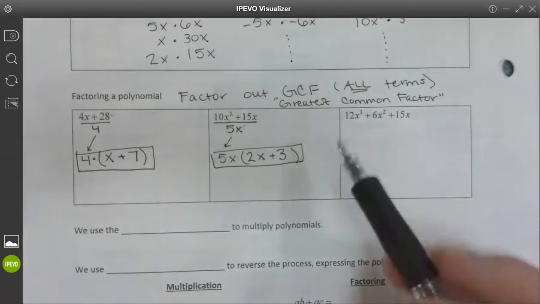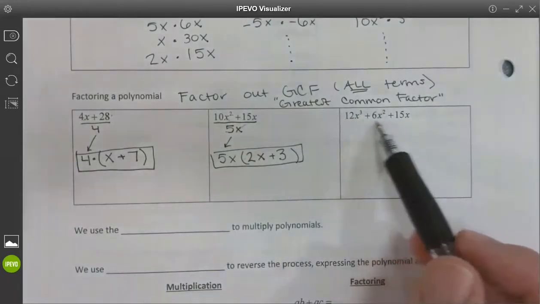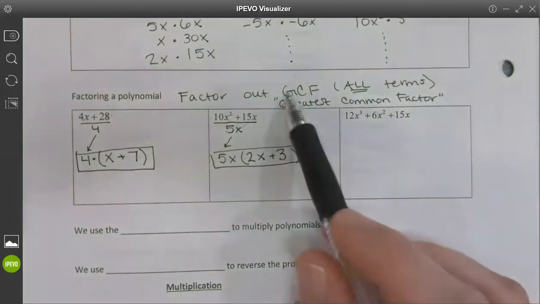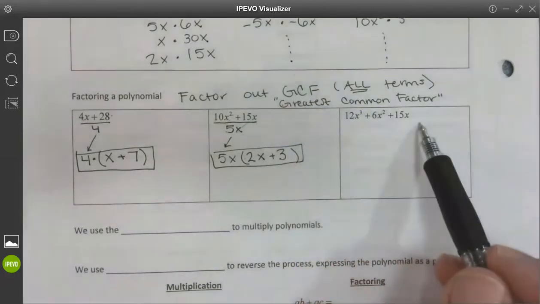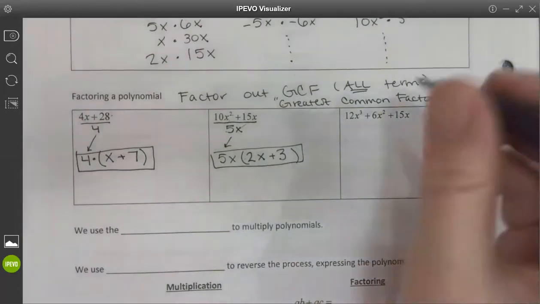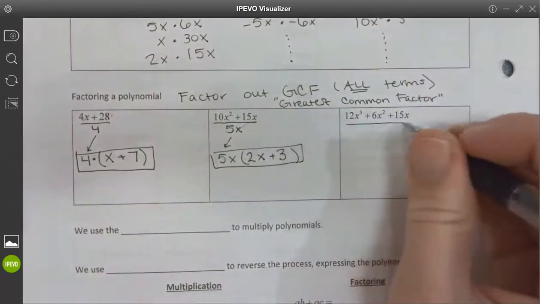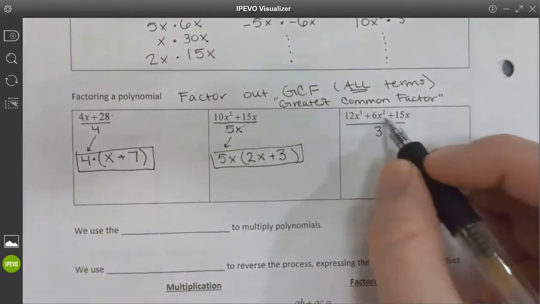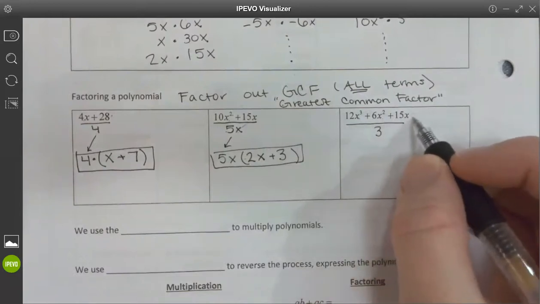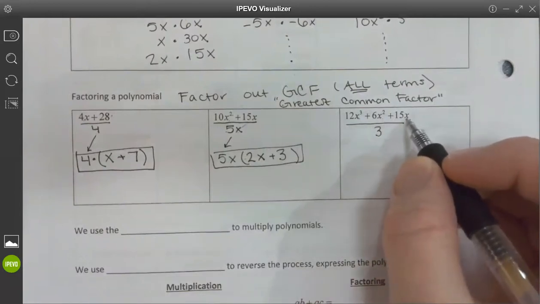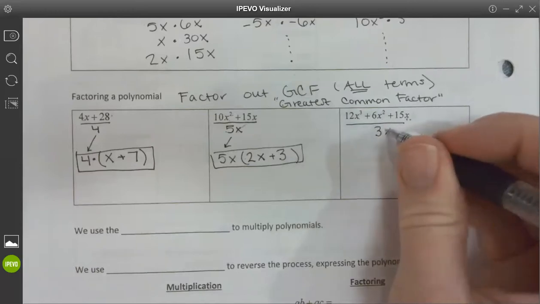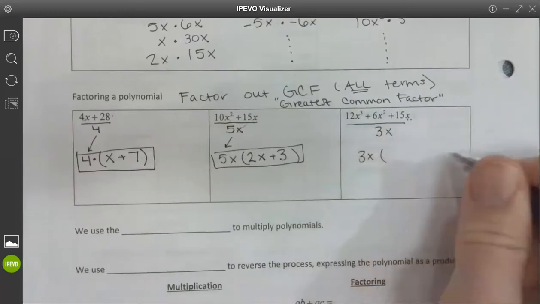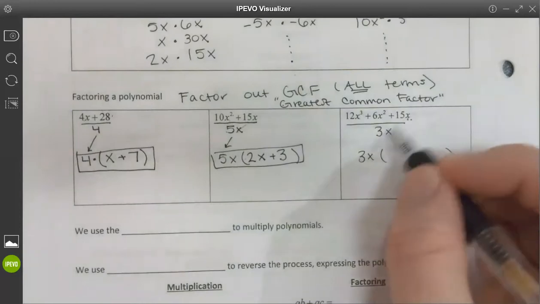Now our last example is a trinomial. So now I have to look at all 3 terms and decide what's the greatest that divides in evenly to all 3 of these terms. Now all 3, 12, 6, and 15 can be divided by 3. And then for my variable part, again, I have to go with the smallest variable amount because I need to be able to divide out of this term as well. So I'm going to divide out 3x. And each term individually, I'll divide by 3x.